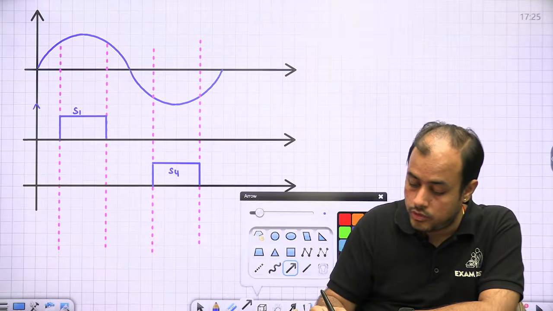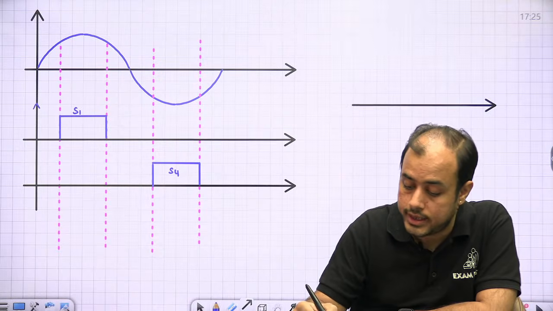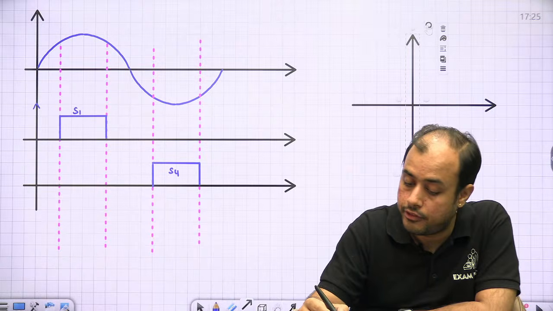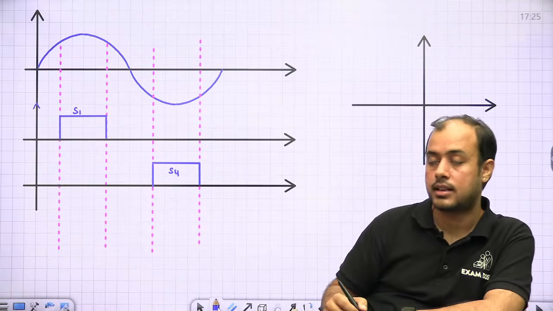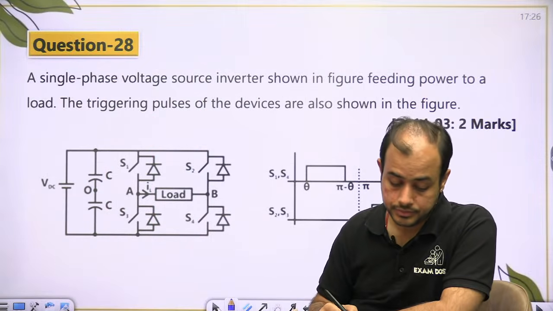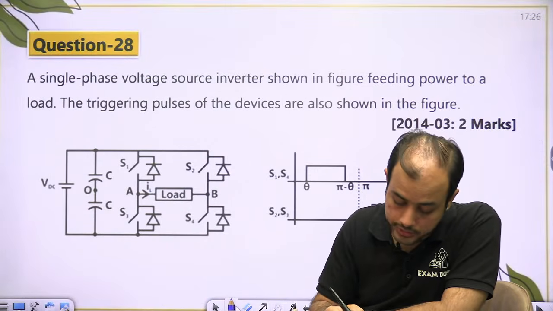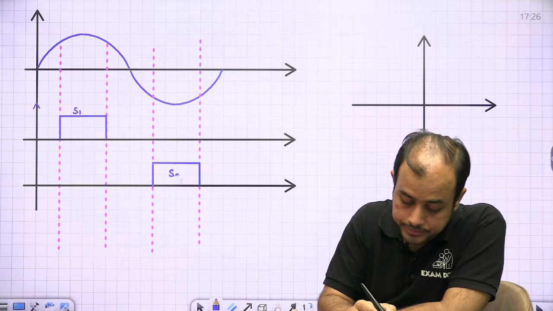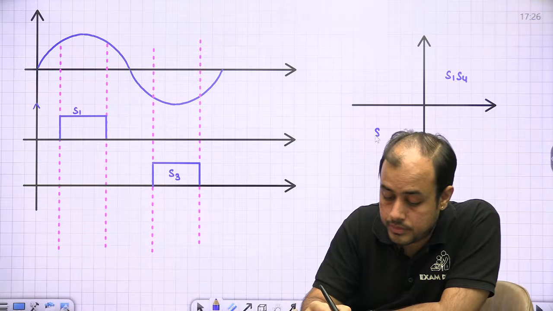Now let me give you one more information. I already explained to you about the quadrants of operation. Why am I discussing about quadrants? So that I can understand the current direction. 1 2 3 4, तो ये 3 होगा. S1 S4.